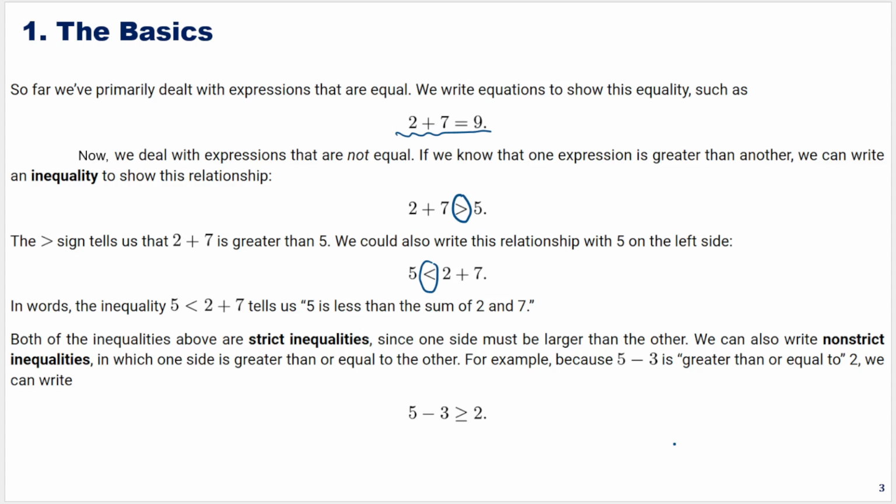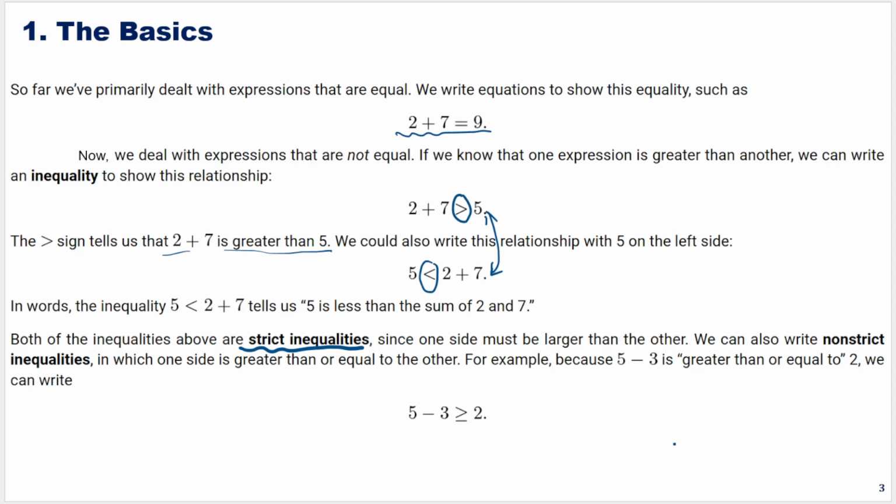So this sign here tells us that 2 plus 7 is greater than 5. We could also write this relationship with 5 on the left side. So these two expressions are essentially the same, right? In other words, the inequality 5 is less than 2 plus 7 also tells us that 5 is less than the sum of 2 and 7. Both of the inequalities above are called strict inequalities, since one side must be greater than the other.